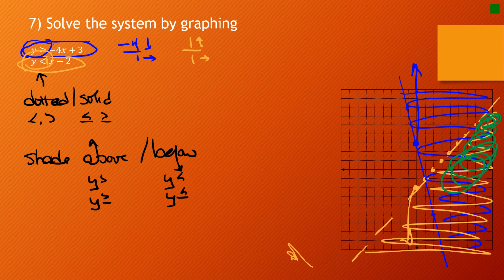It's this area over here. That is where my solution set is. So there's not actually a solution set. I don't write a point. It's the set that's covered in green.